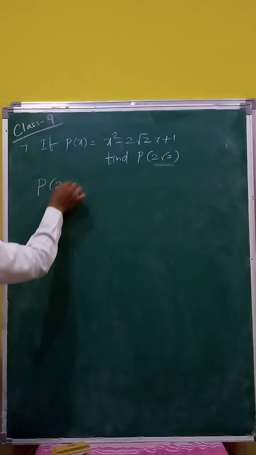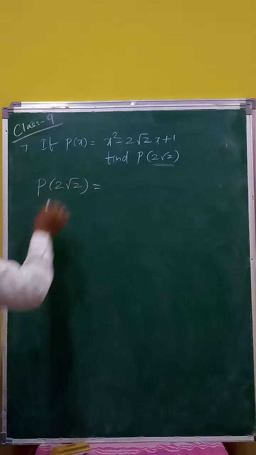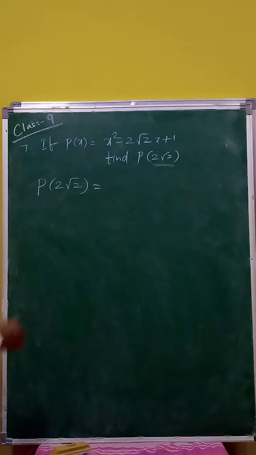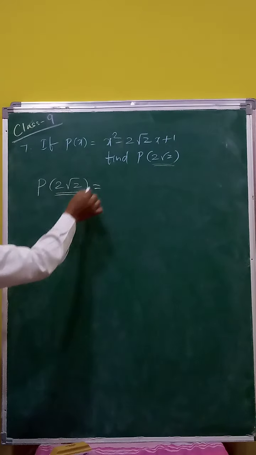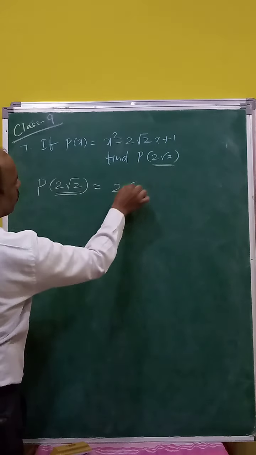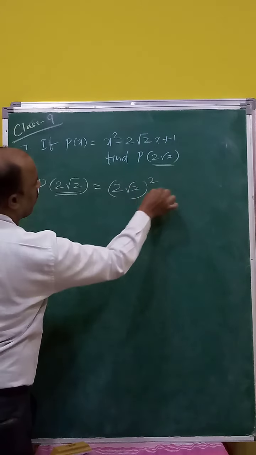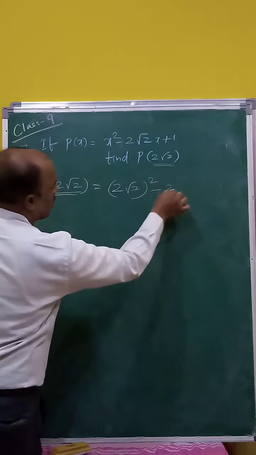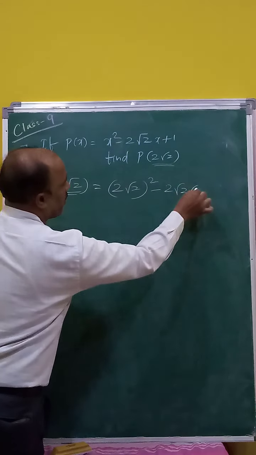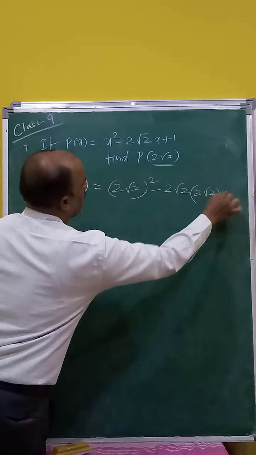p of 2 root 2 is equal to, in the place of x I am applying 2 root 2. Apply here 2 root 2 whole square. This 2 root 2 no change. 2 root 2 into x value, what is? 2 root 2 plus 1.